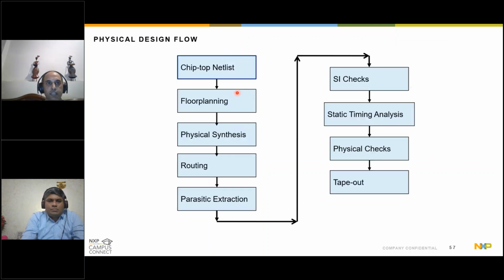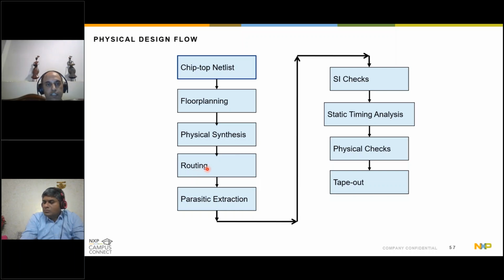So what happens in the physical design process? Typically, you have a chip top gate level RTL, and then floor planning. You will do the physical synthesis, in which you translate your gate level netlist, which is physical aware as well, so that it can infer the right size gates and the right size buffers as signals travel from one place to another.